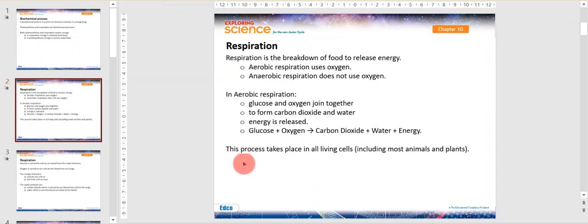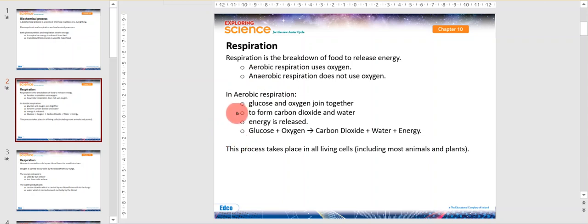So what is respiration then? Respiration is the breakdown of food to release energy. You have two types of respiration. You have aerobic respiration, which uses oxygen, and anaerobic respiration, which does not use oxygen. Aerobic respiration is where the organism needs oxygen in order to respire.